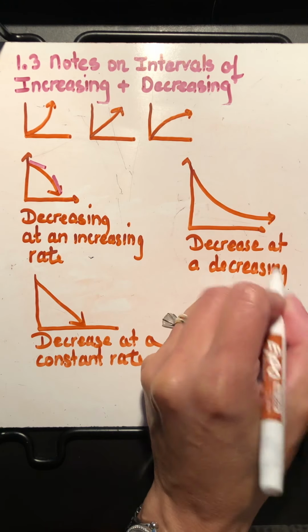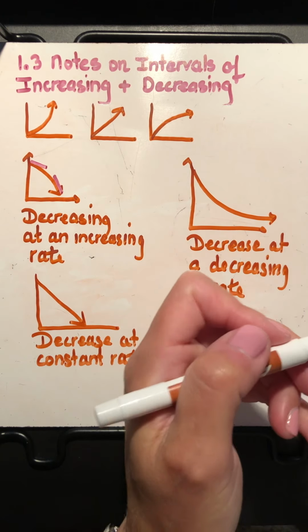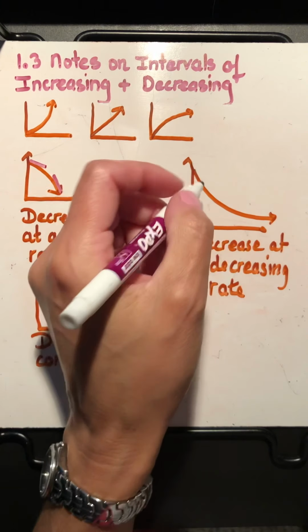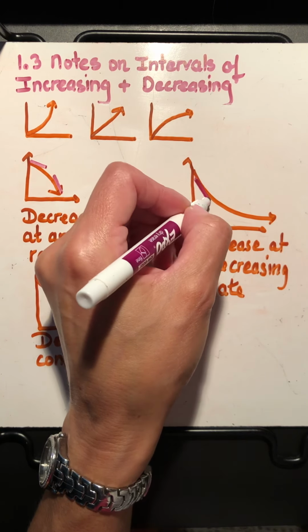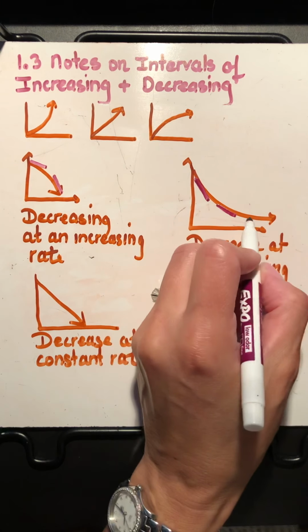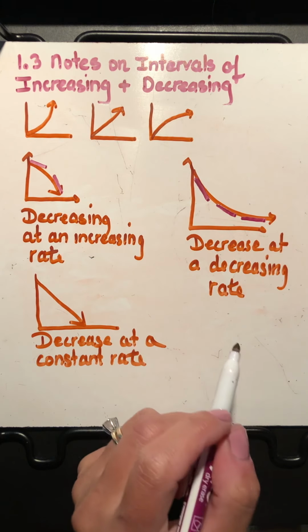And the reason I am decreasing at a decreasing rate is if I always draw these little tangent lines to sort of approximate the slope, it helps me think about it, right? The slope up here is pretty steep, right? The rate of change, and then it gets less and less steep as I go down the hill. So I am decreasing at a decreasing rate.